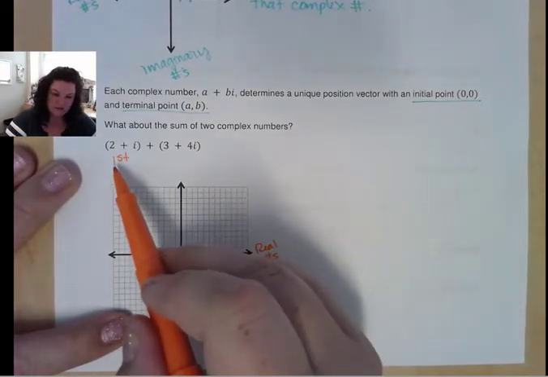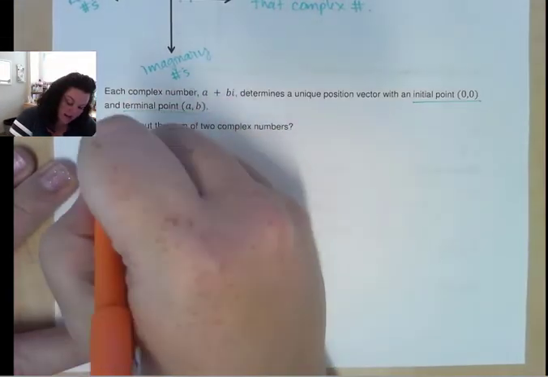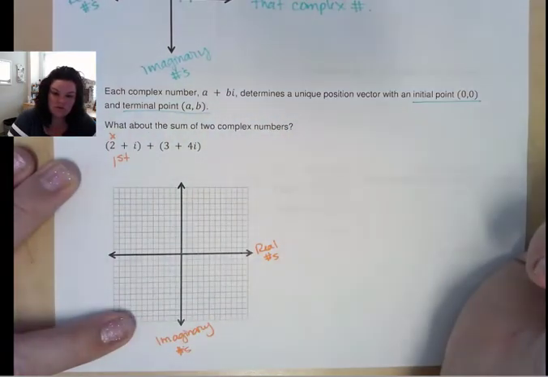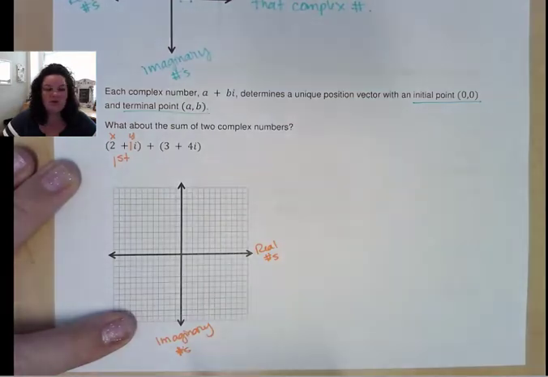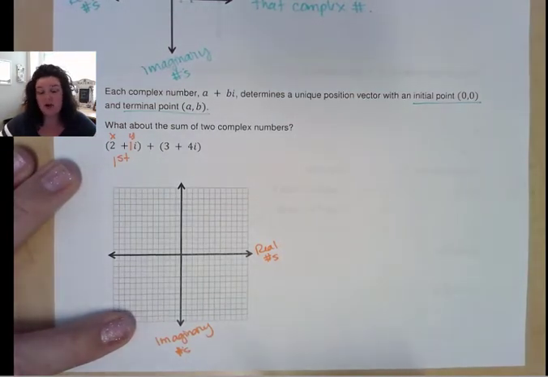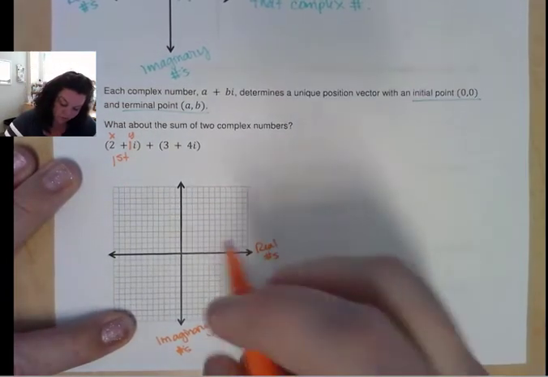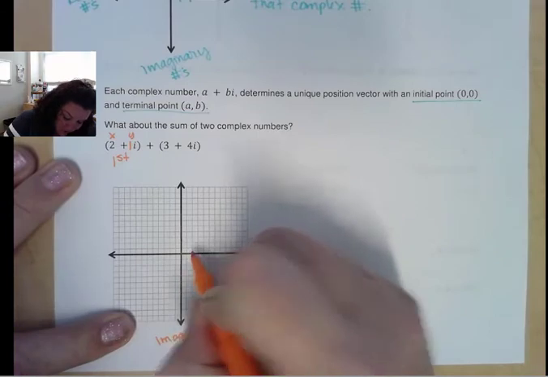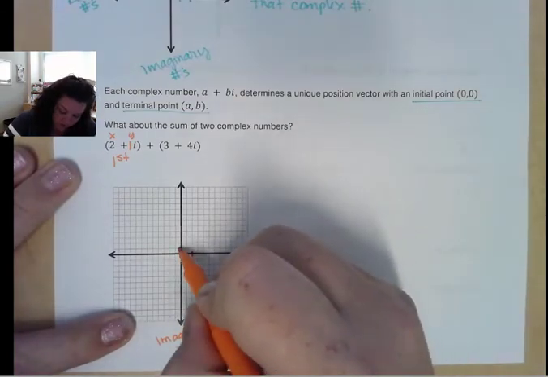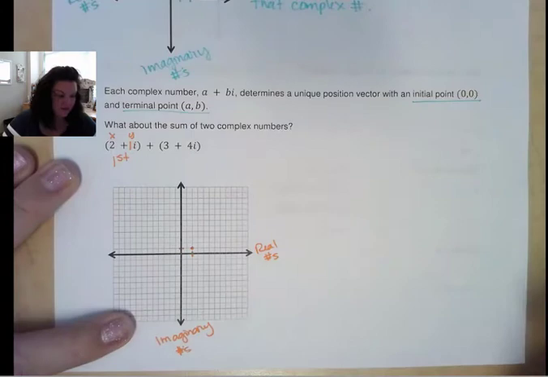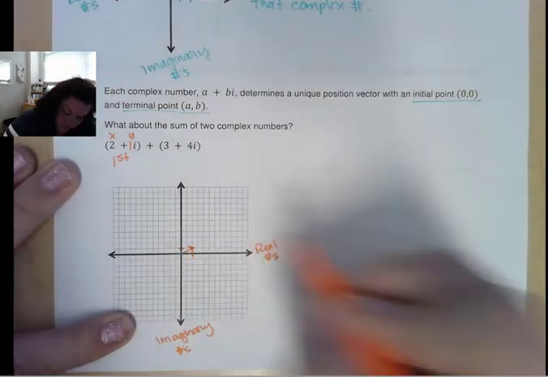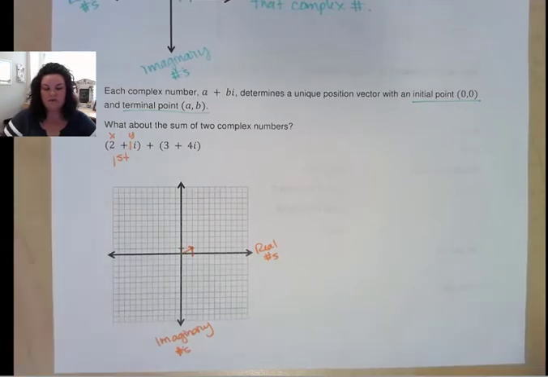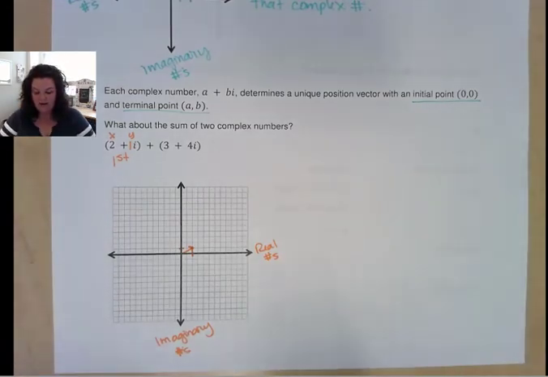So for my first number, this tells me that my x is going to be 2, and my y is going to be 1. If there's no number written in front of the y, it's an implied 1. So I'm going to go forwards 2, and then up 1. So that's my first vector. I'm going to go ahead and draw it with my little arrow. There's my first vector. And I want to add to that my second number.